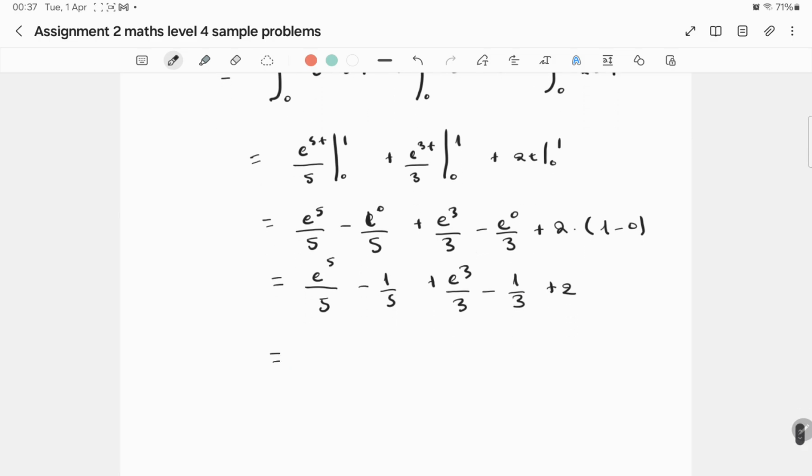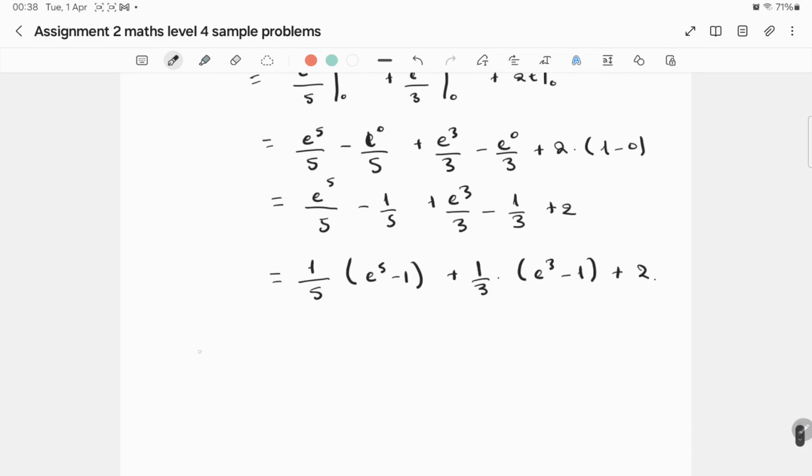Now from here I can take common factor 1/5, so it's 1/5 (e to the power of 5 minus 1) plus 1/3 (e to the power of 3 minus 1) plus 2. So the average value for my second function is 1/5 (e to the power of 5 minus 1) plus 1/3 (e to the power of 3 minus 1) plus 2.